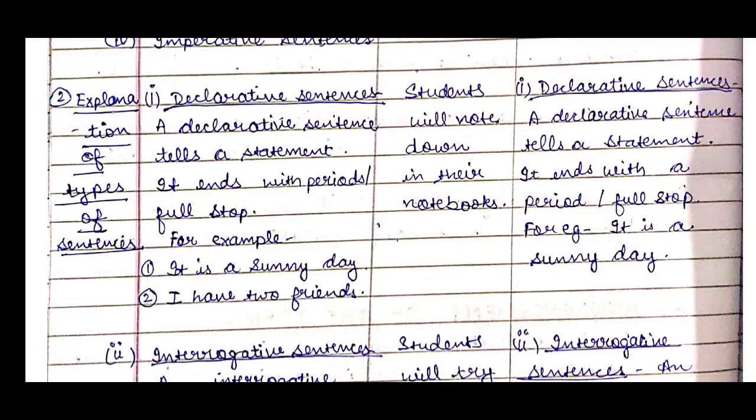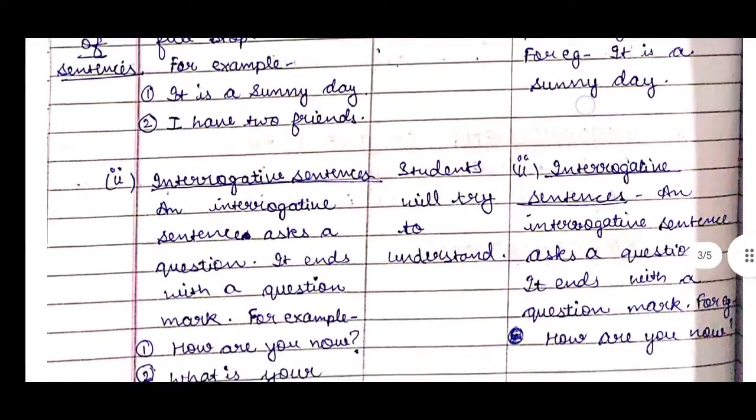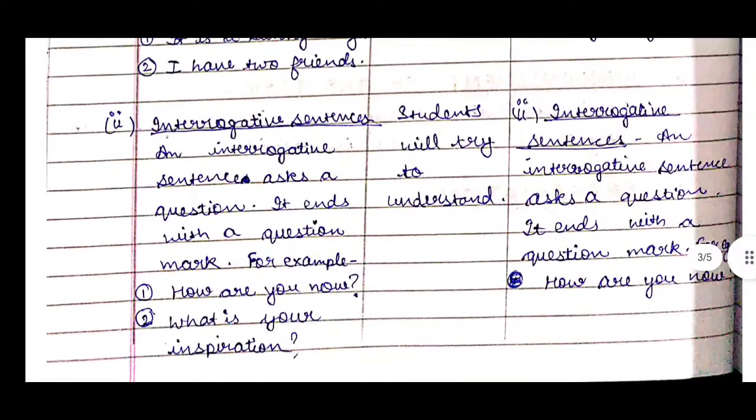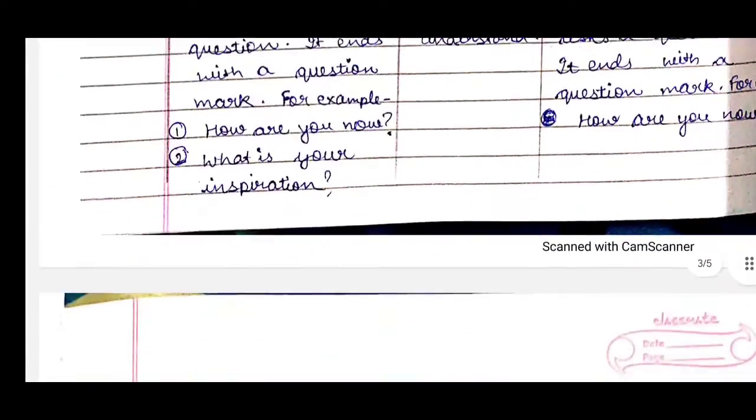After that, we'll come to the next type of sentence, that is interrogative sentences. An interrogative sentence asks a question, and it ends with a question mark. For example, how are you, what is your inspiration? And what will students do? Students will try to understand, and we'll write the definition again with the example on the board, the same definition that we speak, for them to refer and write.